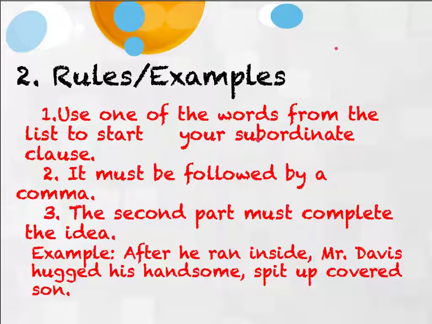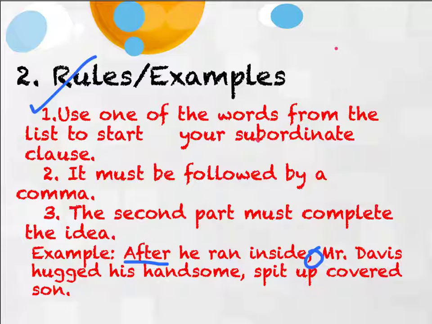So let's take a look at this example on the bottom. "After," that follows rule number 1. It's one of the words from the list. Again, that's posted on my website for you to download and print. Rule number 2, it must be followed by a comma. So, "After we ran inside," comma. Rule number 3, the second part must complete the idea. So, "After we ran inside, Mr. Davis hugged his handsome, spit-up covered son." And that's true because most of the time I'm hugging him, he's spit-up covered.